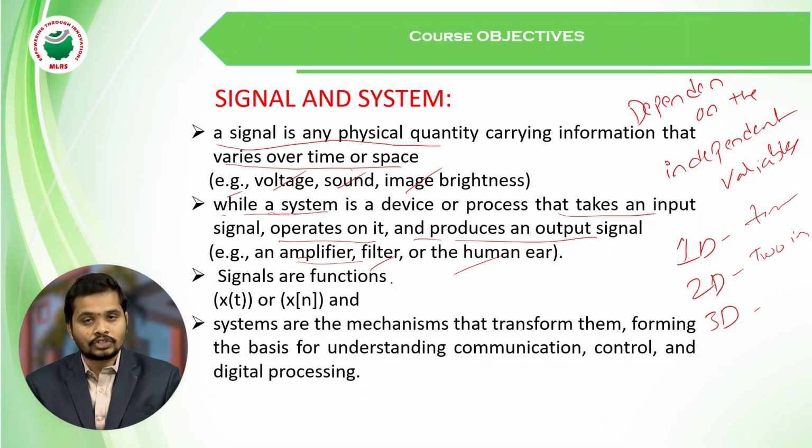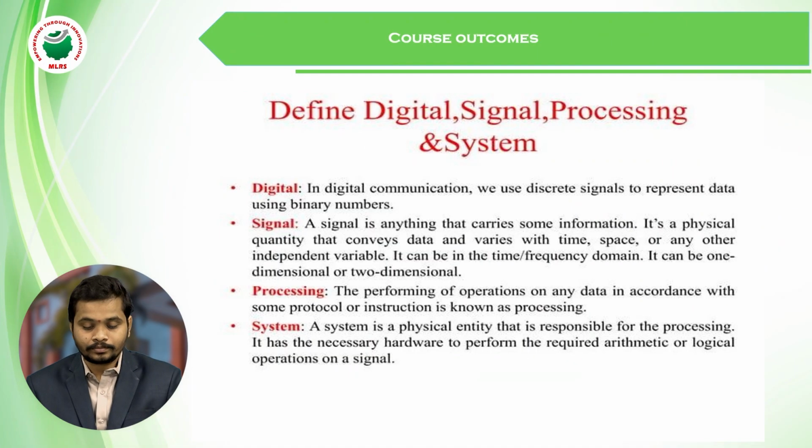Signals are functions, and they can be denoted by x of t and x of n, where x of t is a continuous representation and x of n is a discrete representation. Here the small t represents a continuous signal, and the small n represents a discrete signal. The system is the mechanism that transforms them, forming the basic understanding of communication. That is the brief intro about signals and systems.